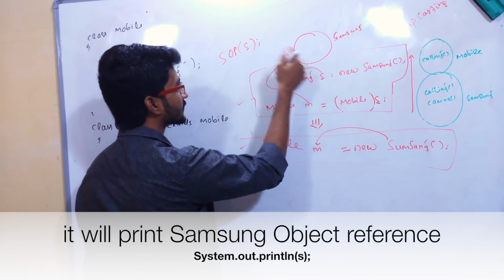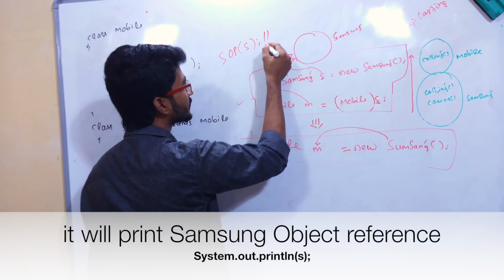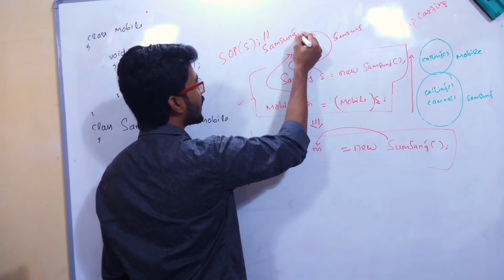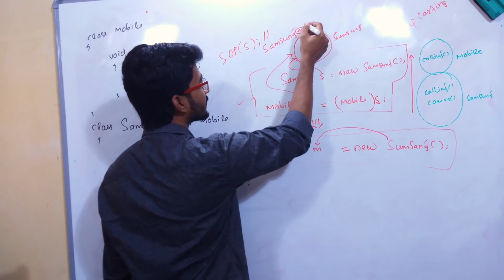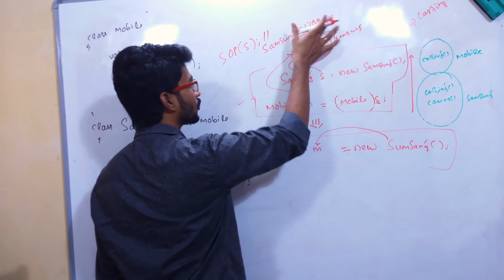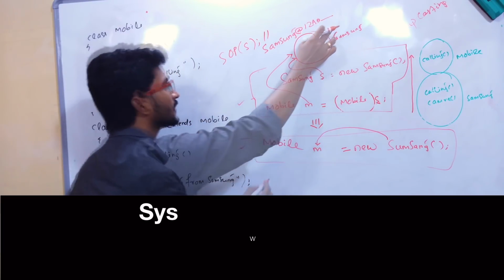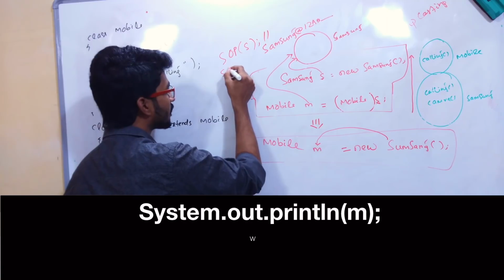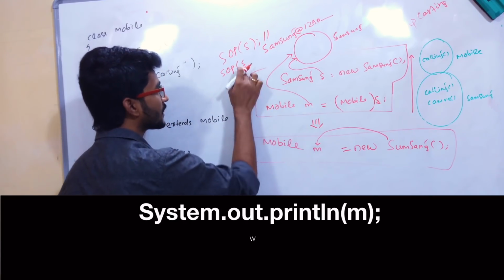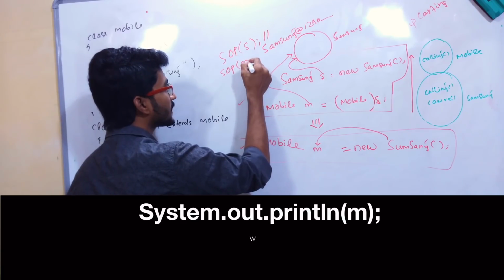The Samsung object, right? So it will just give something like Samsung at the rate, class name at the rate, some hexadecimal value, let's say 1, 2, A, B, some hexadecimal number. So again, if I do system.out.println of M, then what is it going to give me?